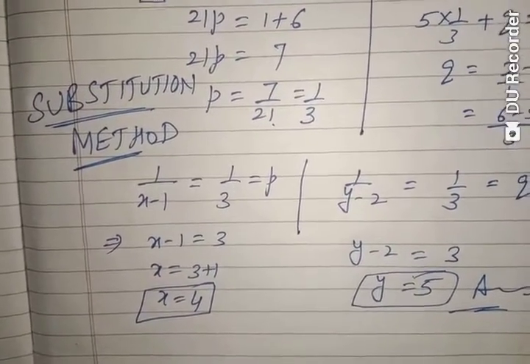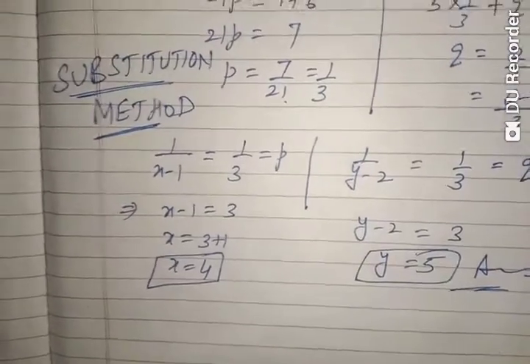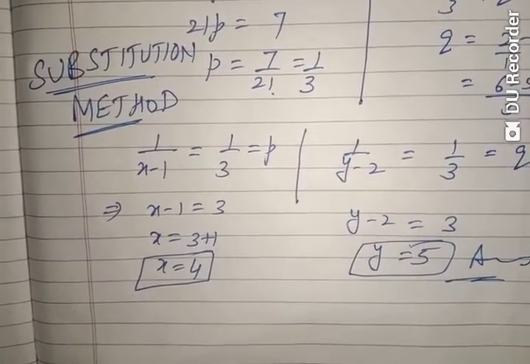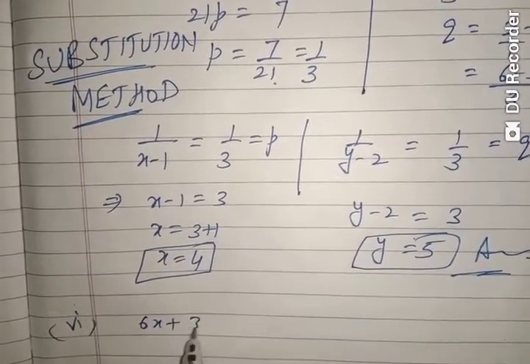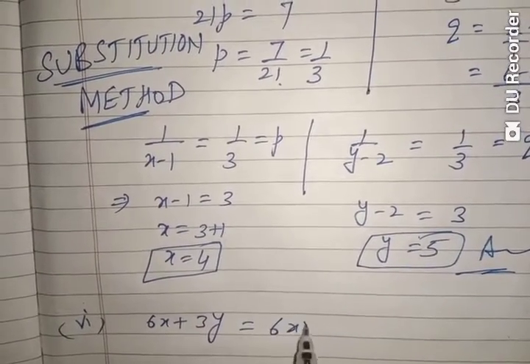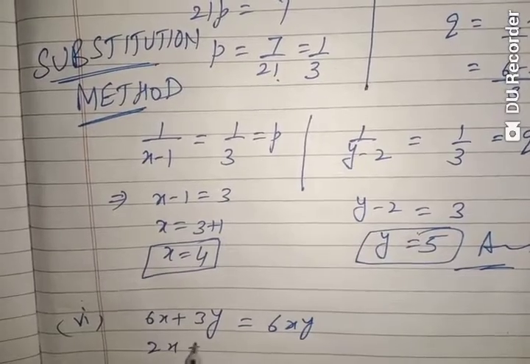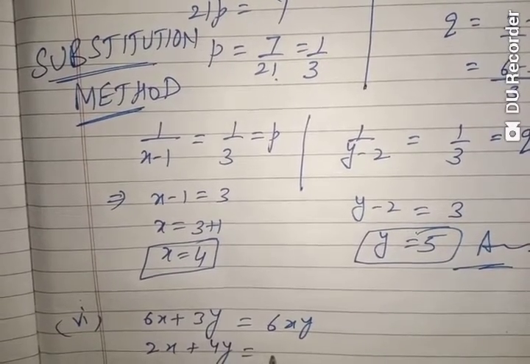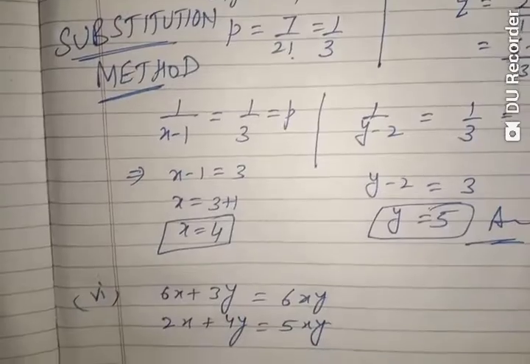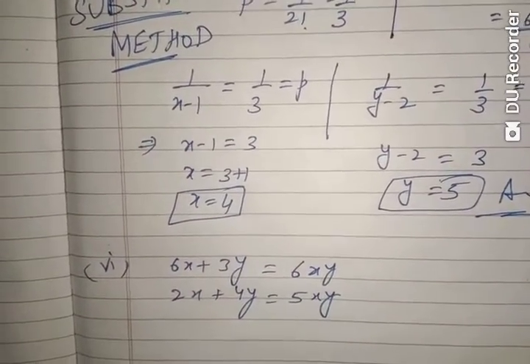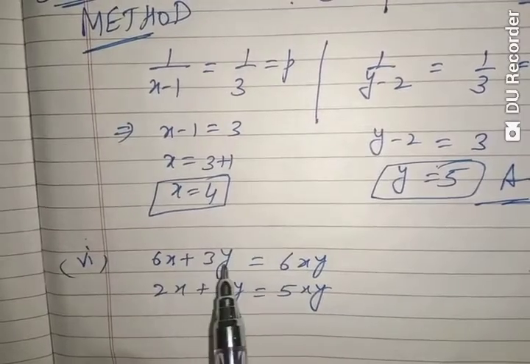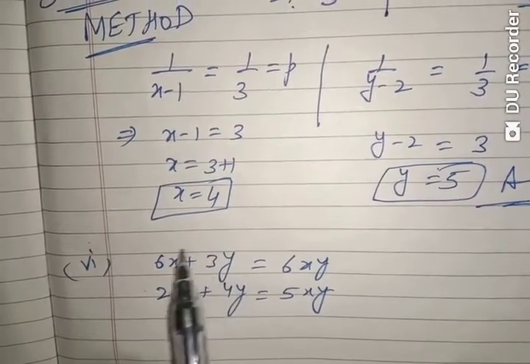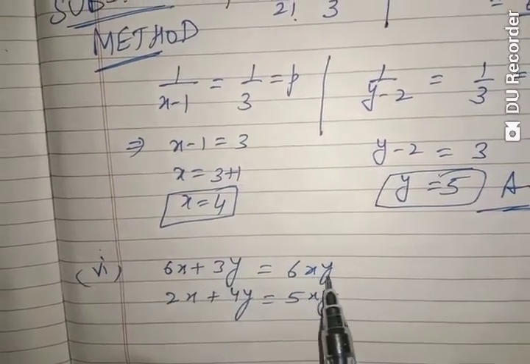In the next part I will take the cross multiplication method, and that is the sixth part, which is 6x plus 3y is equal to 6xy and 2x plus 4y is equal to 5xy. If you see it very carefully, this equation looks linear. x is there in the numerator, y is there, x is there, y is there in the numerator. But look at this side.